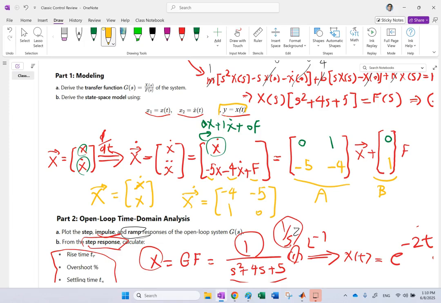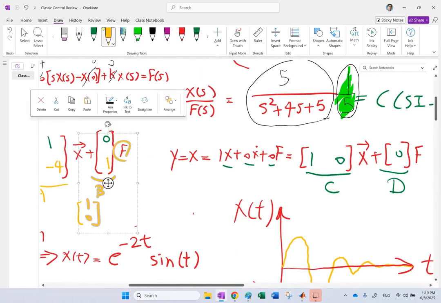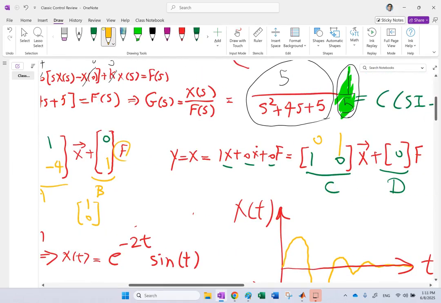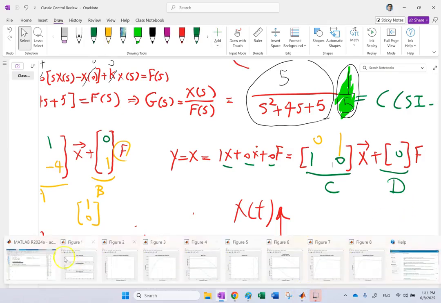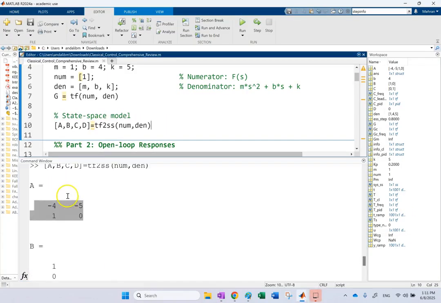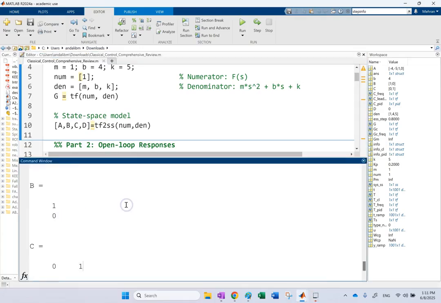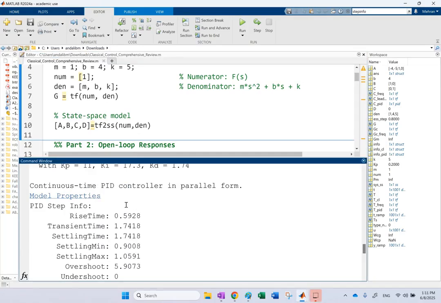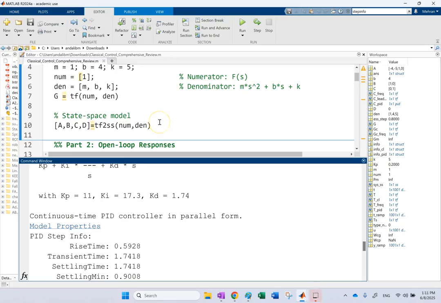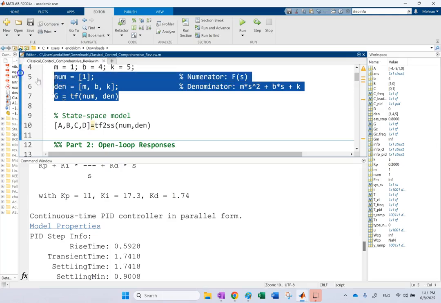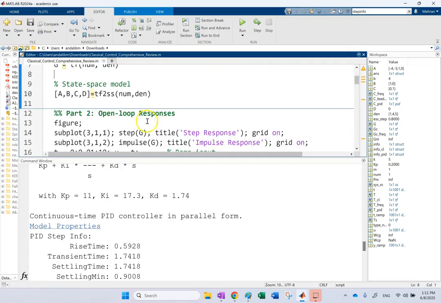And then this B is going to be 1 and 0 because it's in the derivative of x dot, which is x double dot, that the F appears. And then the output, which is the second component in x, makes this C to be 0 and 1 as opposed to 1 and 0. And that is exactly what you can see MATLAB has done. So if you see A, B, C, D matrices in MATLAB that are different than the ones you found, it doesn't mean they are wrong. They just used a different set of state variables. And you know that for one transfer function, there are infinitely many different state space models, okay?